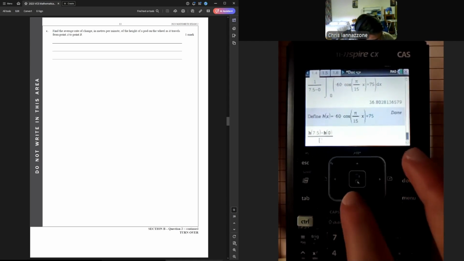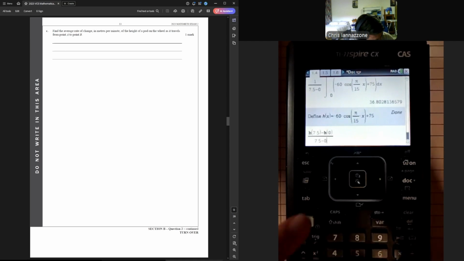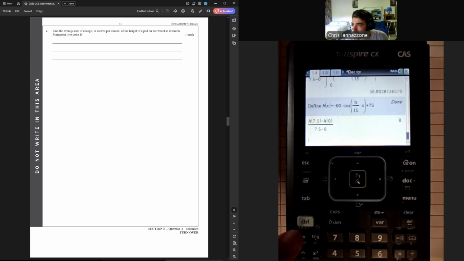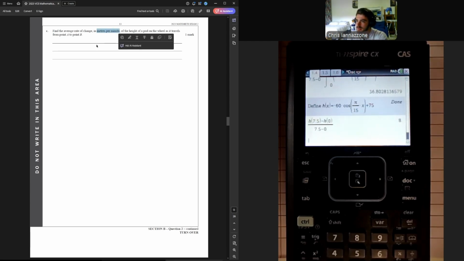h of 0, 7.5, take 0, Control Enter, and that's going to give you 8. So specifically, you would write 8 meters per minute in that case.